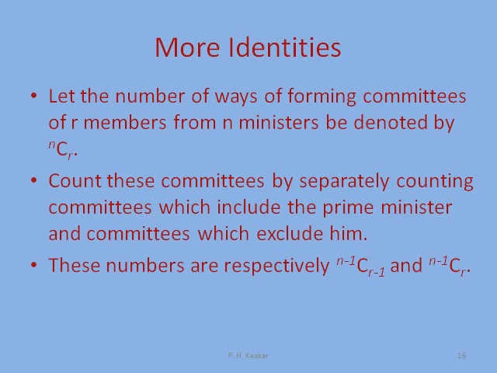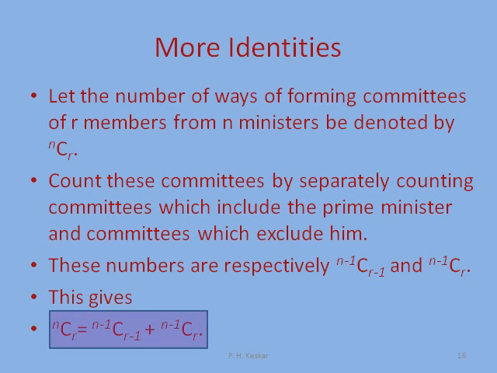So I have divided the total committees into these two types of committees, and I am counting them separately, but their total will be the total number of committees. That leads to this relation: nCr is equal to n-1 C r-1 plus n-1 C r. So that's one of the important relations between such types of numbers. So you get it by counting such committees in two ways.